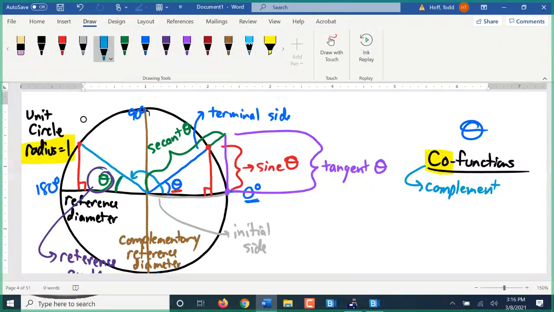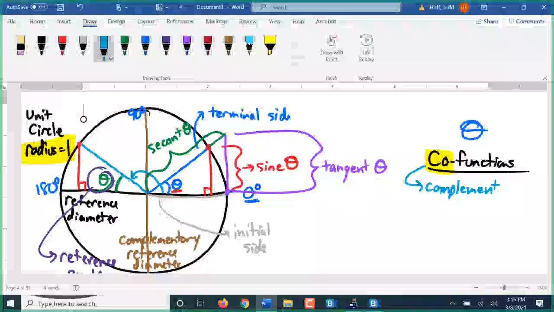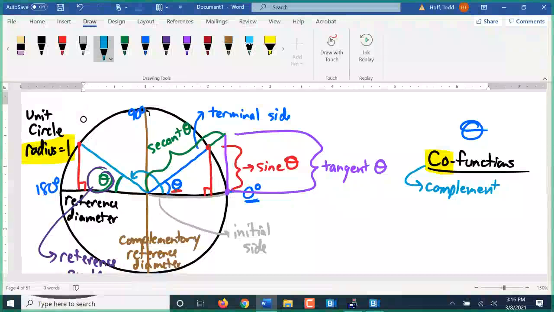There's a reason why they focused on cosine instead of secant: because cosine and sine stay inside the circle, they're much easier to work with. Because secant goes outside of the circle, it's much more difficult. Tangent's actually more complex to work with as well, but we have to do something with it. So the complement, cofunctions, the complement, what does that mean? Well, cosine means the sine of the complement.